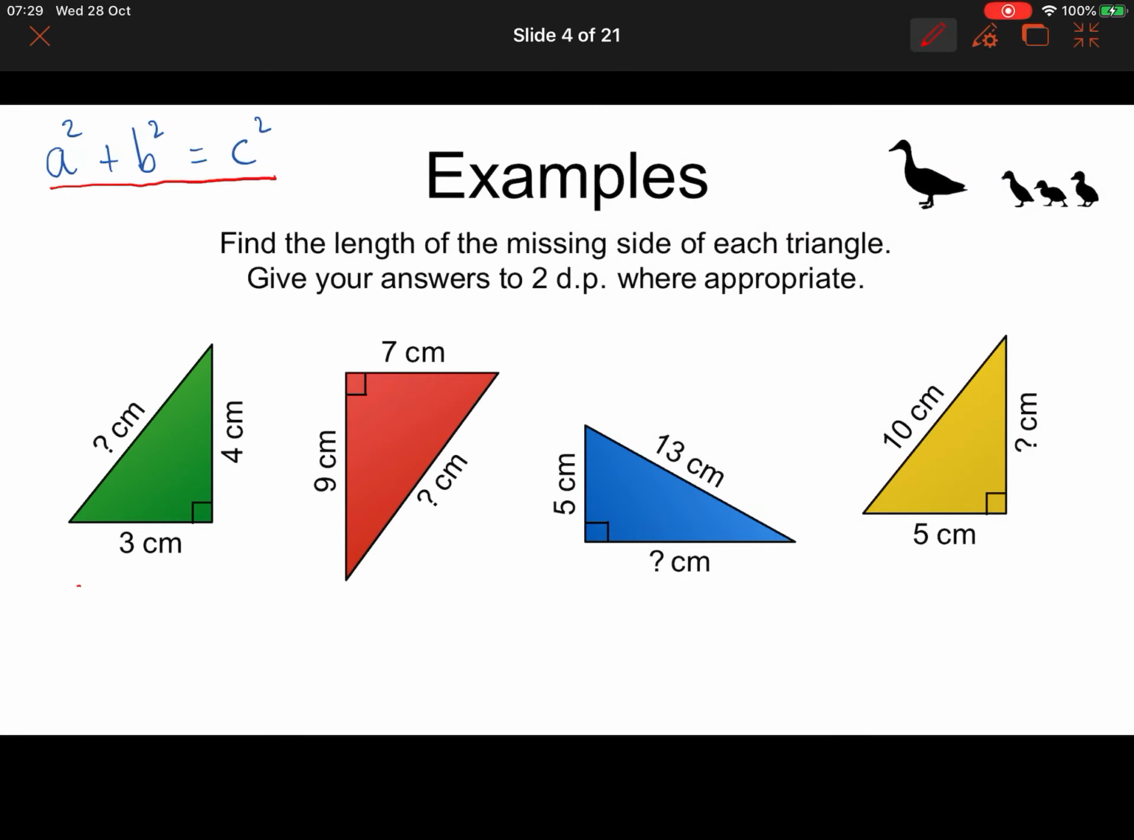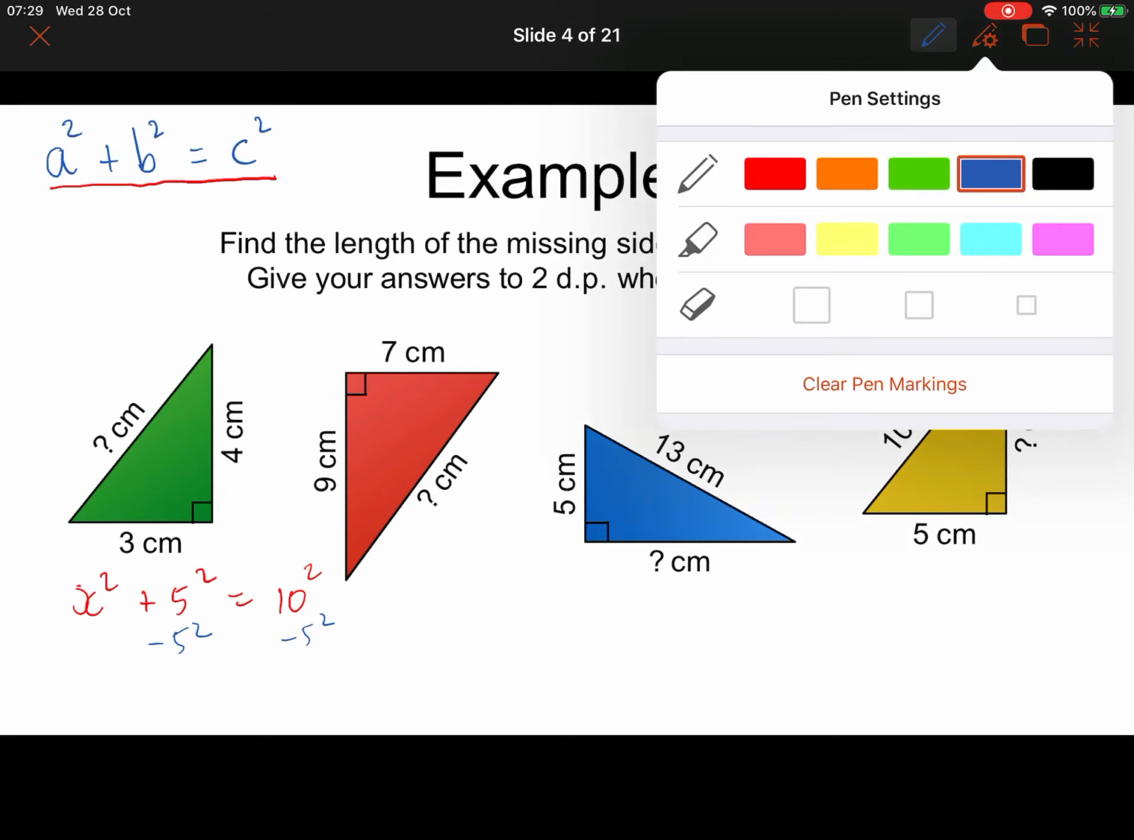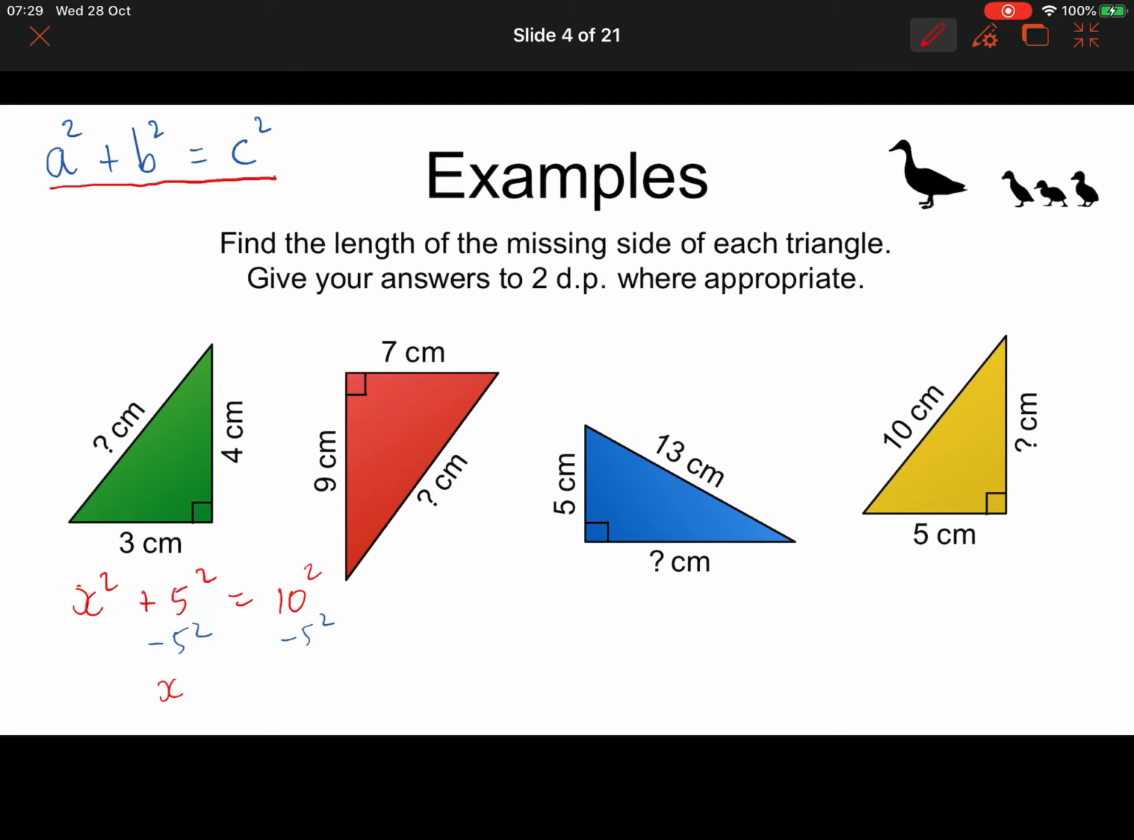Okay? So what about the yellow one? Well, that's the same thing. We're finding a short side, not a long side. So we're going to say x squared plus 5 squared equals the long side, which is 10 squared. It's always the same. Okay, now we've just got to solve that equation. So let's take away 5 squared from both sides.